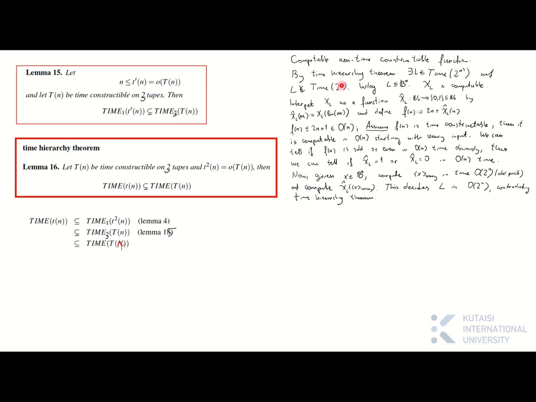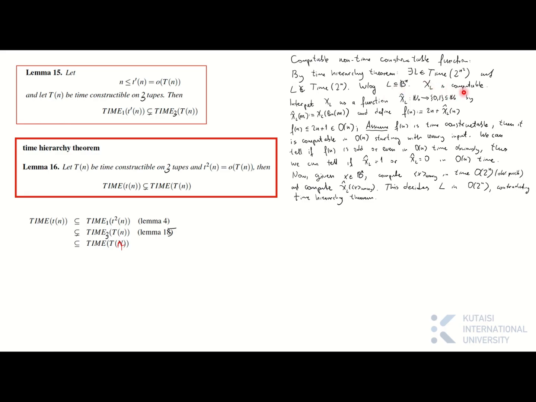So there is some language that can be decided in time 2 to the power n squared, but cannot be decided in time 2 to the power n. This language exists, we know by time hierarchy. Without loss of generality, I can assume that this language is a bunch of strings. If it's not, I can change it into a bunch of strings.